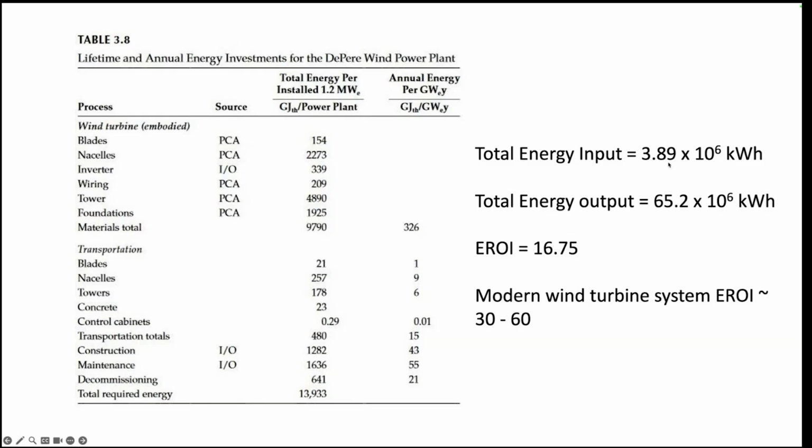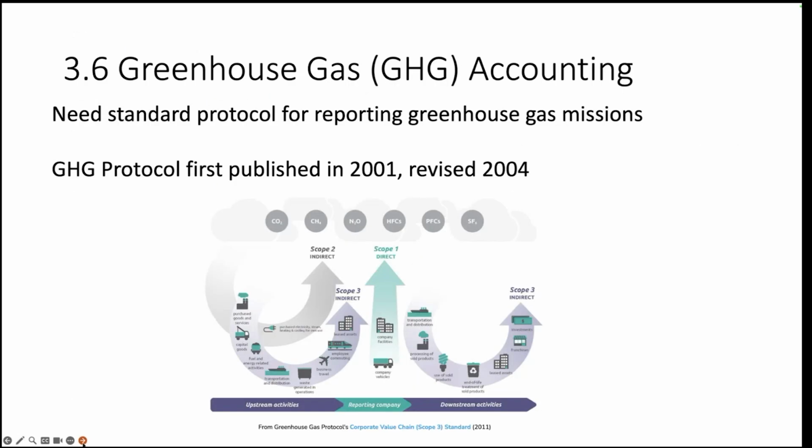1.2 megawatt equivalents. Total energy input for the project is 3.89 times 10 to the 6 kilowatt hours. The total energy output is 65.2. You can calculate the energy return on investment. And today, our modern wind turbine systems have much higher energy return on investment.